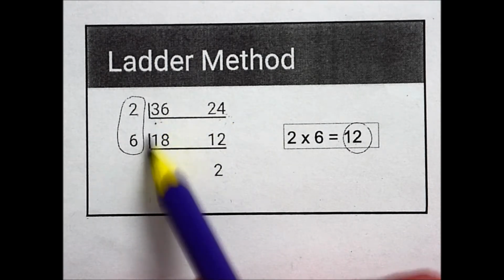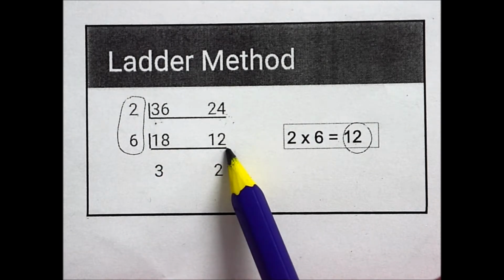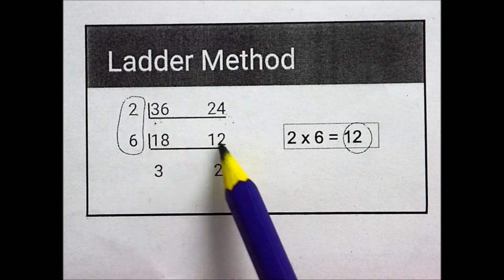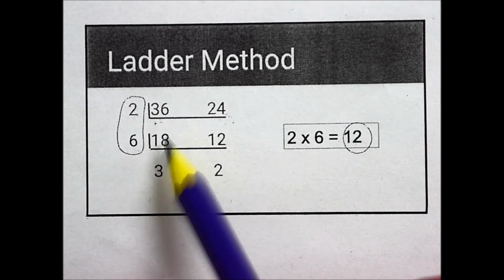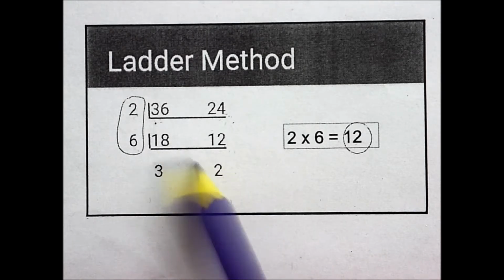Then I had to continue my ladder because 18 and 12 still had factors that were the same. I noticed that 6 goes into both 18 and 12. 6 times 3 is 18, and 6 times 2 is 12. Once I got here, I was done.